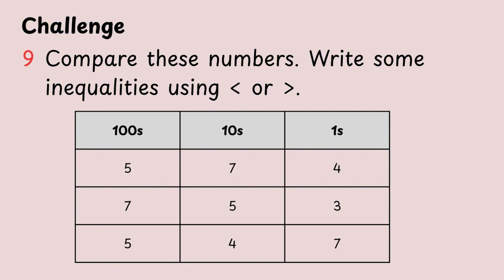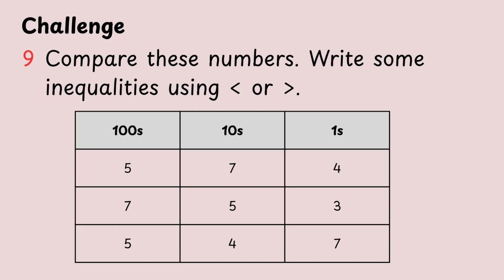Write some inequalities using less than or greater than. So let's look at the table, and we have 3 rows. For the first row, we have 500, 7 tens, and 4 ones. So that will be 574. And for the second row, we have 700, 5 tens, and 3 ones. So when we write together, that will be 753. And for the last row, we have 500, 4 tens, and 7 ones. So when we write together, that will be 547.